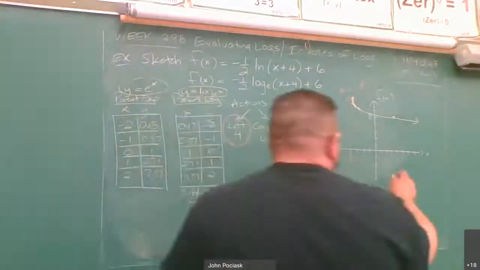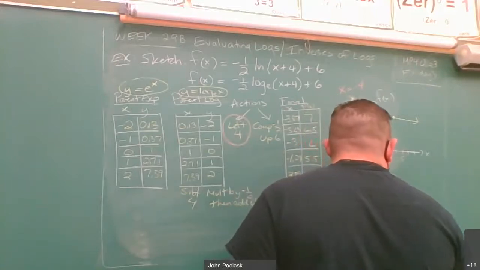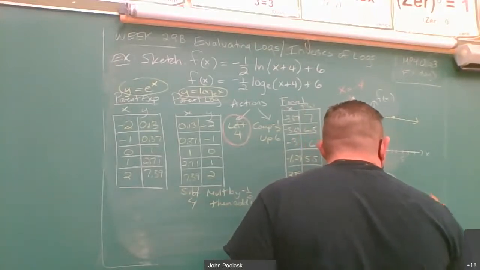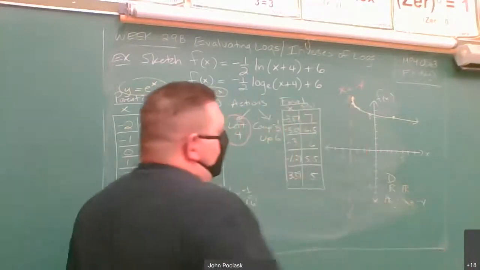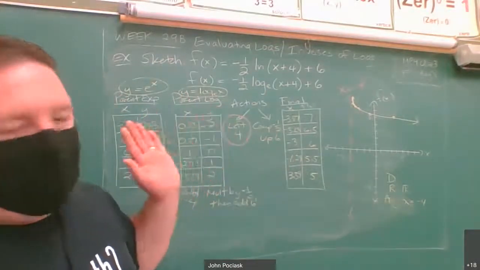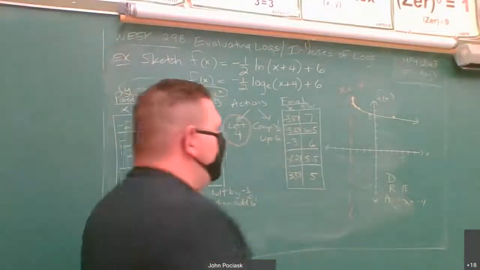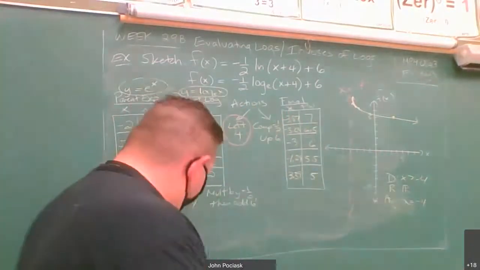Domain, range, asymptote, we'll put that on there. We already have the asymptote, x equals -4. The range for every log function is all reals. And then the domain, you just have to look at the picture. The entire graph is to the right of -4. So x is greater than -4.